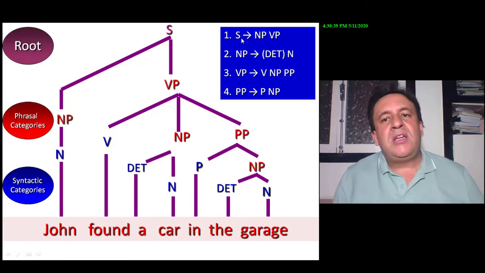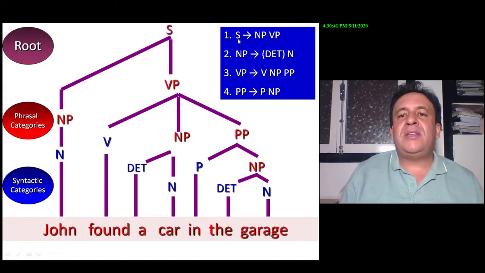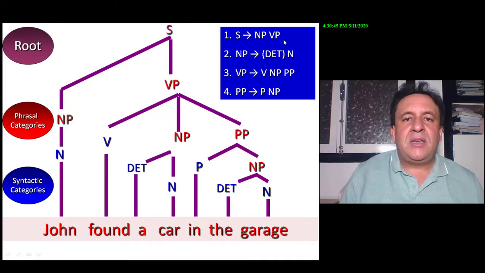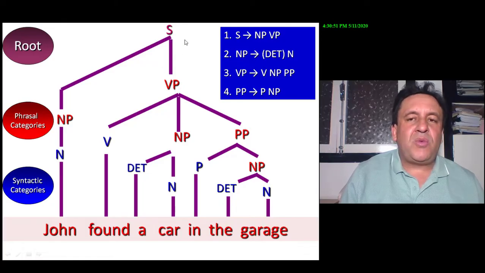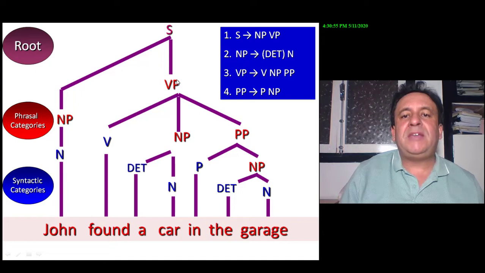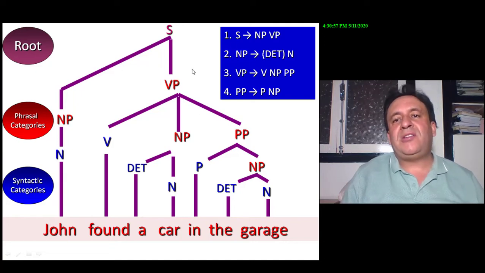And here are the rules. The first rule tells you that the S, which is the sentence, rewrites as NP VP. This is S, the sentence. It rewrites as NP VP. This is another way of saying that in the sentence we must have an NP followed by a VP. That's a rule for the English language.